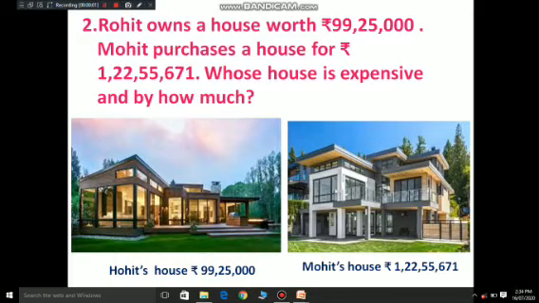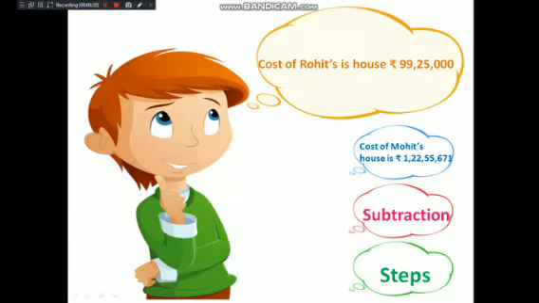Question number 2. Rohit owns a house worth rupees 99,25,000. Mohit purchases a house for rupees 1,22,55,671. Whose house is expensive and by how much? Here we know that the cost of Rohit's house is rupees 99,25,000. The cost of Mohit's house is rupees 1,22,55,671 and the given problem belongs to subtraction.